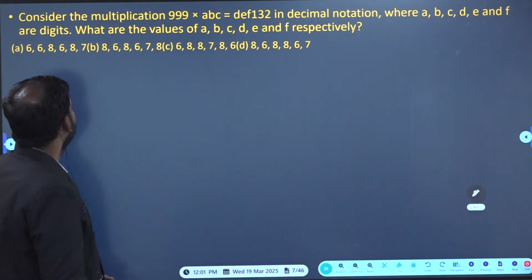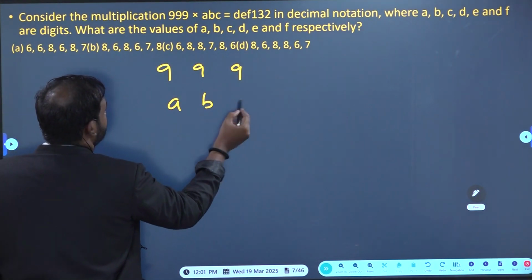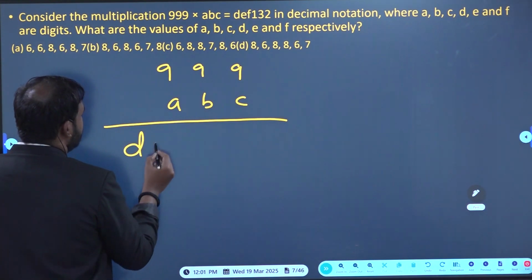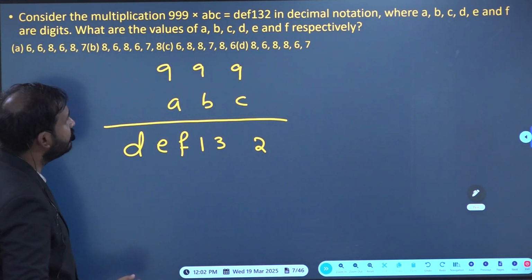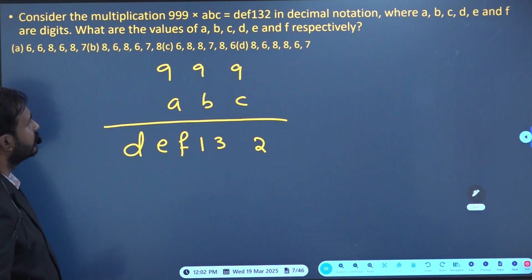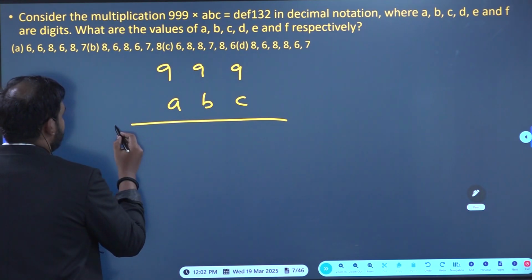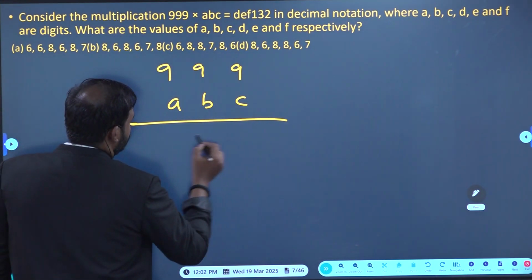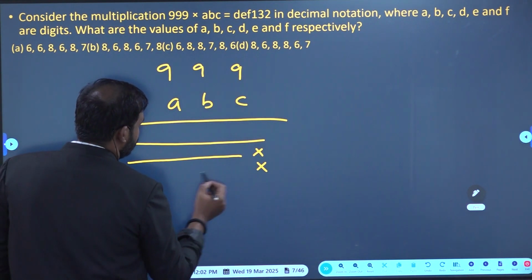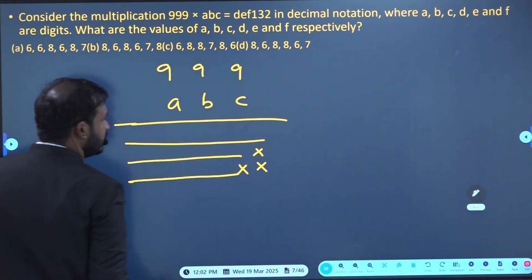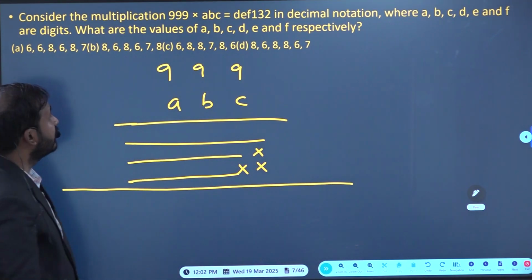Okay, now see here. Consider the multiplication 4 9s with ABC, and my output should be equal to DEF 132, where the letters are digits, respectively. Now please observe here, I will write the multiplication in a little bit different manner. You will have the first row, and you will not add anything to this one. You will have the second row, and you will have the third row. You will not add anything to this one. Like this we will have the procedure, and my final answer is what here?